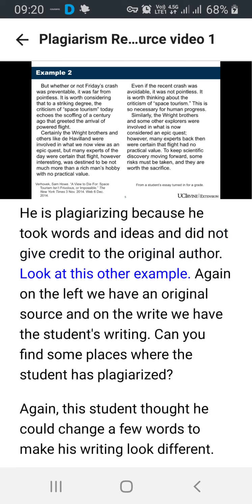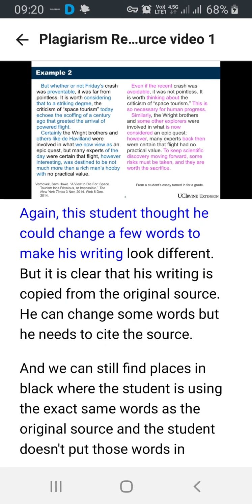Look at this other example. Again, on the left, we have an original source, and on the right, we have the student's writing. Can you find some places where the student has plagiarized? Again, this student thought he could change a few words to make his writing look different. But it is clear that his writing is copied from the original source. He can change some words, but he needs to cite the source.